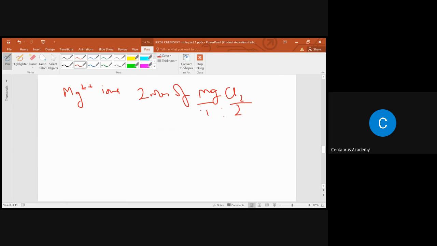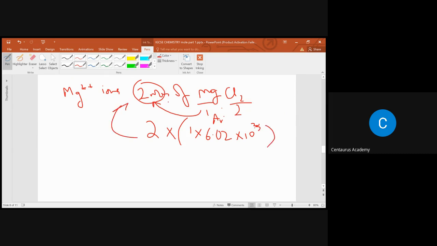Yes. This means there is one magnesium ion present, and you have to find out the total amount of ions present in 2 moles. So the number of moles multiplied by the magnesium ion ratio, multiplied by Avogadro's constant, which is 6.02 into 10 to the power of 23. Whatever answer comes up is going to be your final answer for the number of magnesium ions present in 2 moles of magnesium chloride.